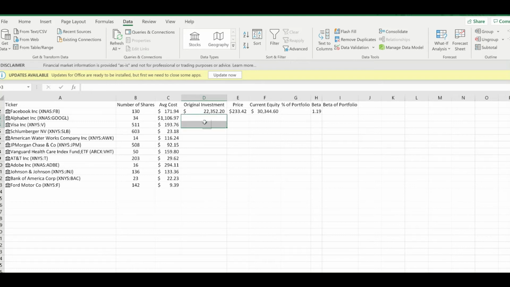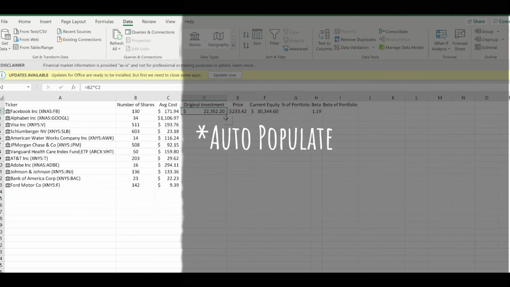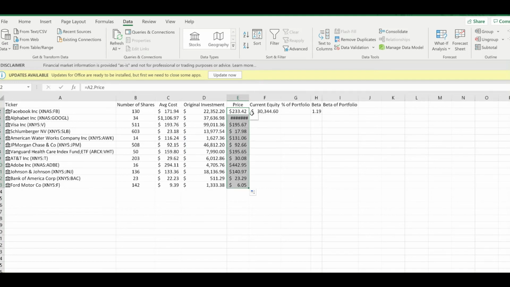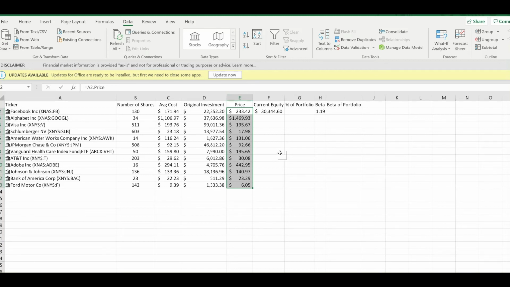So let's calculate the original investment. Excel makes it easy. You can drag this down and it will pre-populate, or the trick that I used to use is click on this small dot here and it pre-populates for you. And so I have my original investment. So let's do the same here. I click here, double click there, and I get the current price of all these stocks.